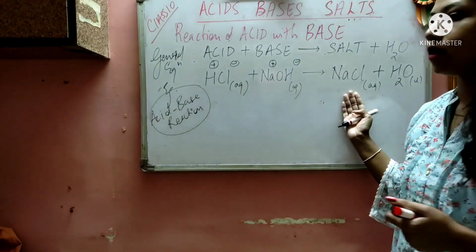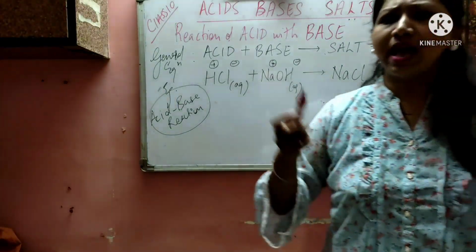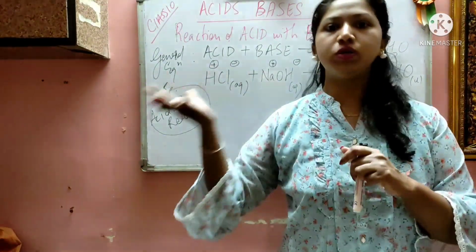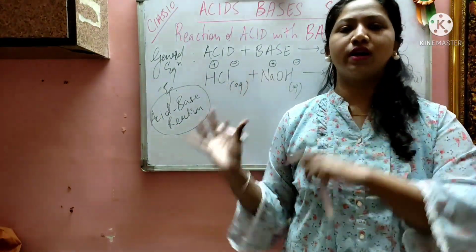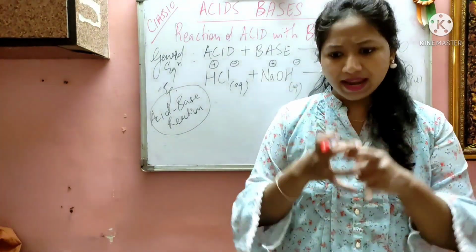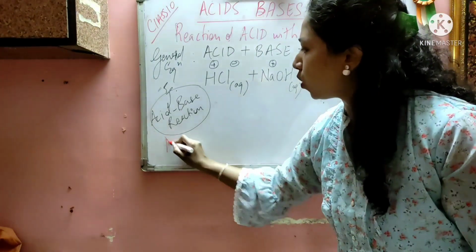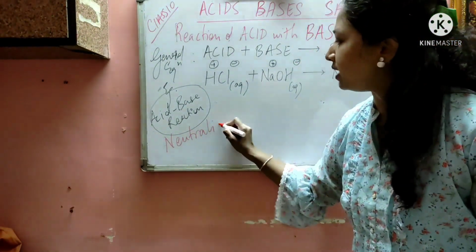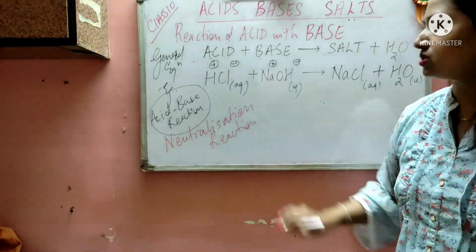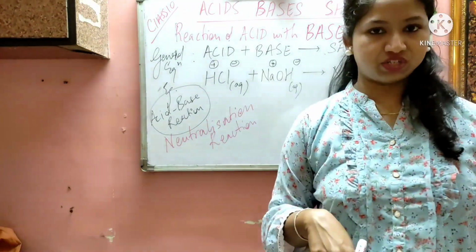And you get this neutral product, which is sodium chloride. Hence it is also called a neutralization reaction, because the acidic property goes, the basic property goes, and a neutral thing is formed. The product is a neutral product, which is salt. Why neutralization? Because acidic property and basic property mix with each other and you get a neutral product.